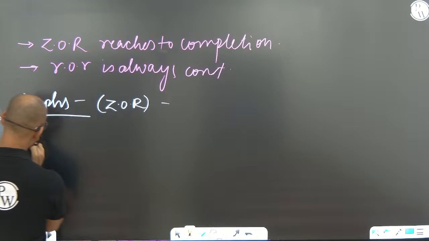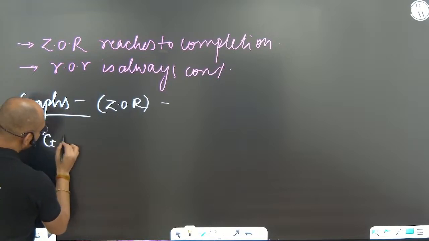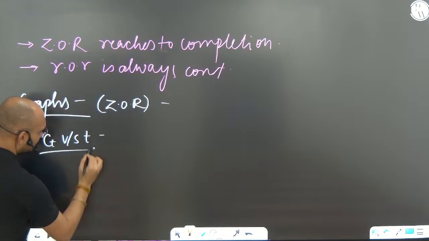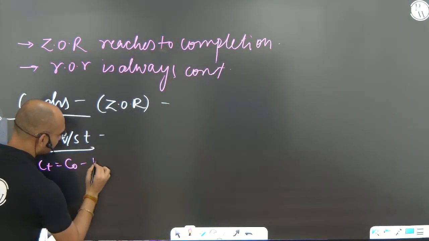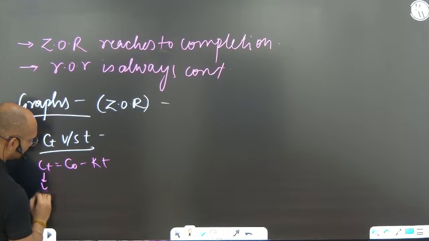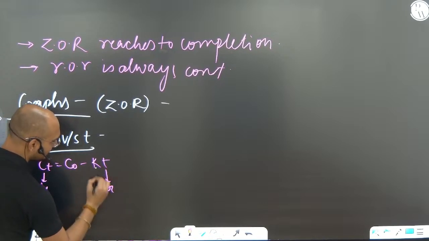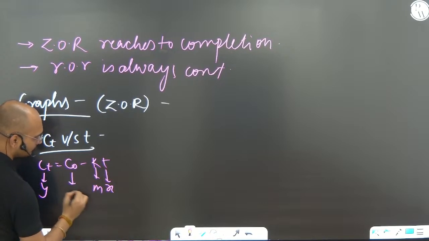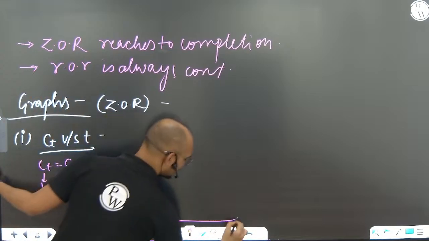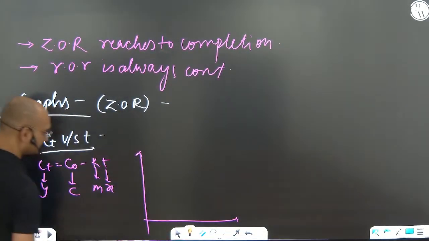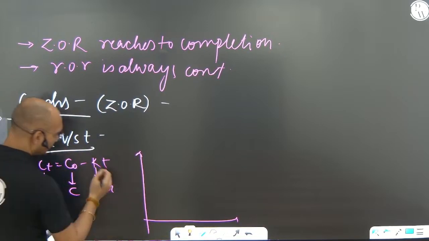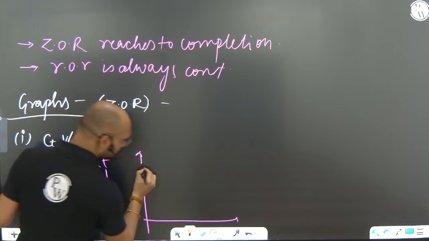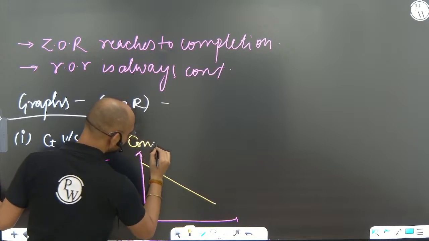The first graph is Ct versus time. How will it be? What is the formula? Ct equals C naught minus Kt. If we take Ct as y and t as x, m is with the negative sign, and it is c. So it looks like y equals mx plus c. Here m is negative or positive? Negative. So it means a downward slope, not an upward slope. What is C naught, positive or negative? Positive. So what is that? It is the concentration of reactant.